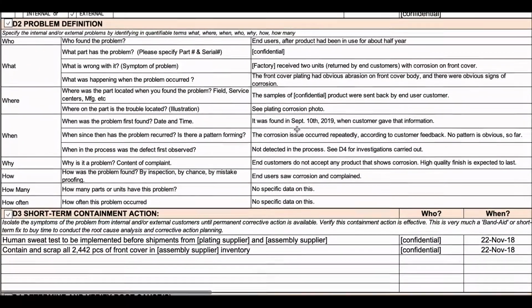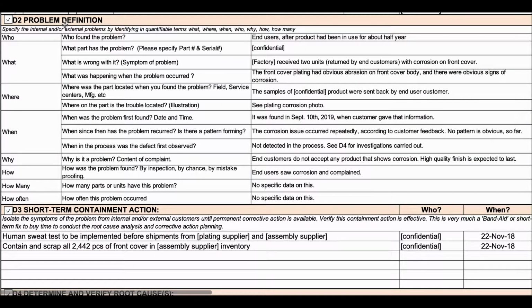Okay. Problem definition. This is the time to be very specific. So the 5 W's and the 2 or 3 H's. Sometimes we can add how often, for example. Very specific. So who found the problem? End users, after it had been in use for about half a year. So it was in the field.